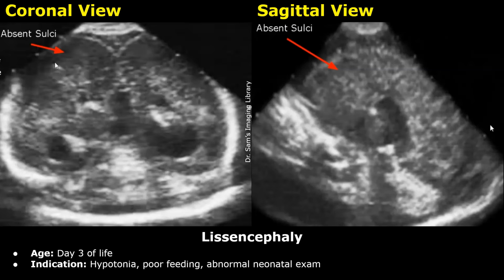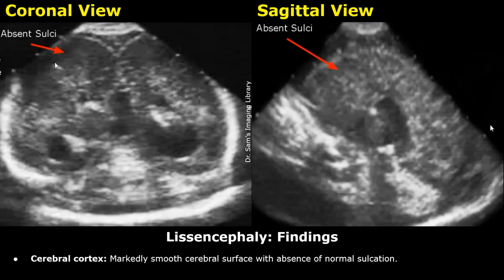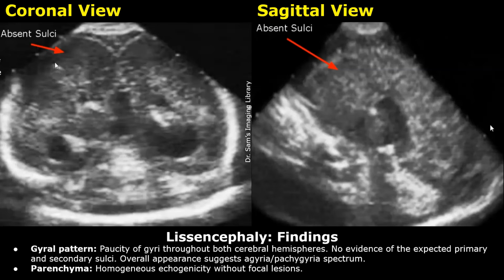Here is a report about Lissencephaly. Patient age is 3 days. Indication: hypotonia, poor feeding, abnormal neonatal exam. These are the findings. Cerebral cortex: markedly smooth cerebral surface with absence of normal sulcation, gyral pattern, paucity of gyri throughout both cerebral hemispheres. Overall appearance suggests agyria or pachygyria spectrum.